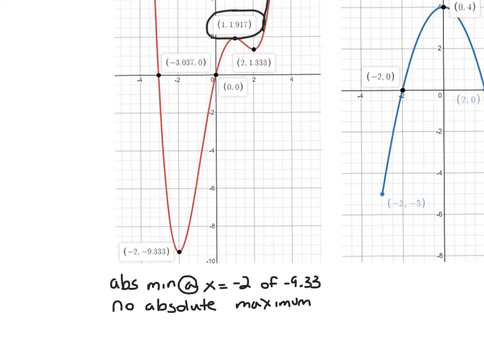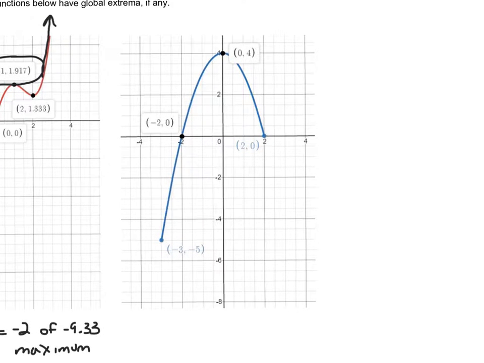Let's look at the next one on the right, which is a parabola that has a restricted domain. We can see that it starts here at (-3, -5), goes to (-2, 0), goes to the maximum of (0, 4), and then back down to (2, 0). If I'm looking for the absolute minimum, it is a closed dot down here, so this is my lowest point. So we have an absolute minimum at x equals -3 of -5, because that's its y value. That's what made it a minimum.